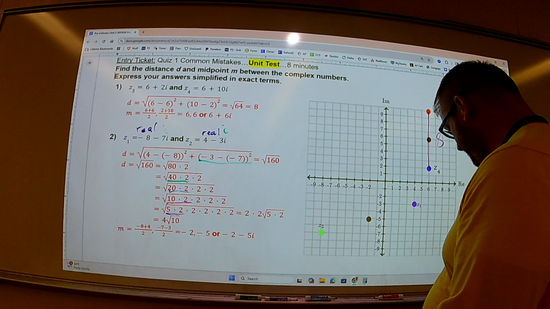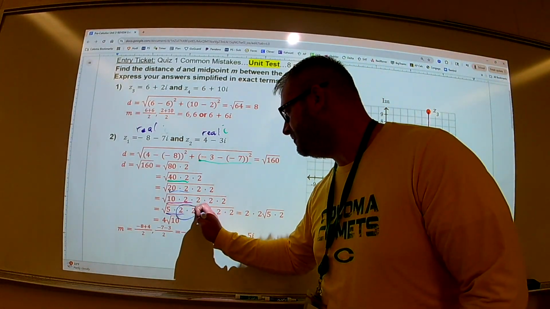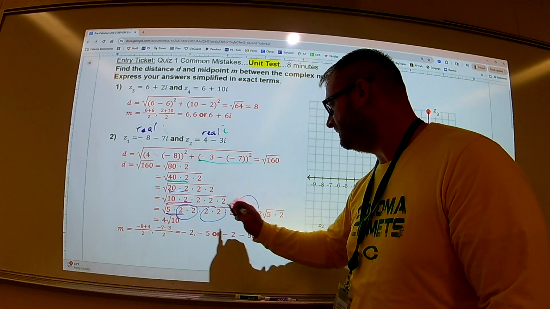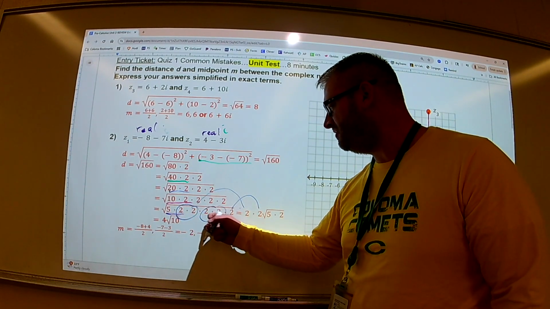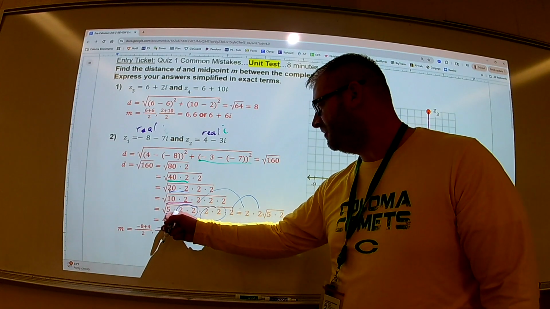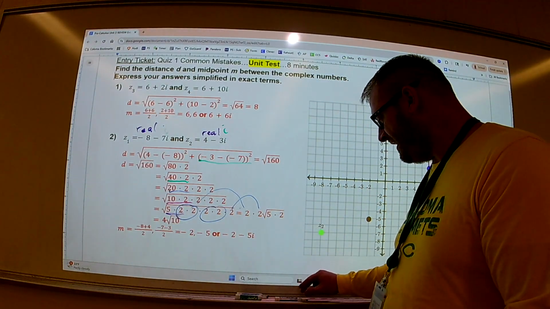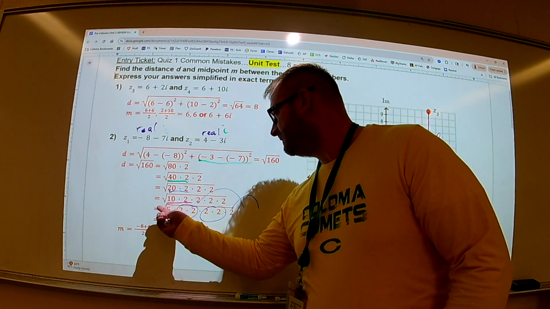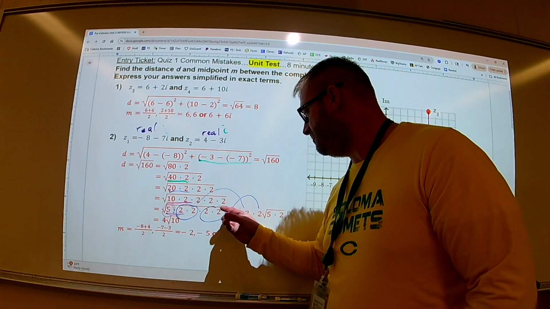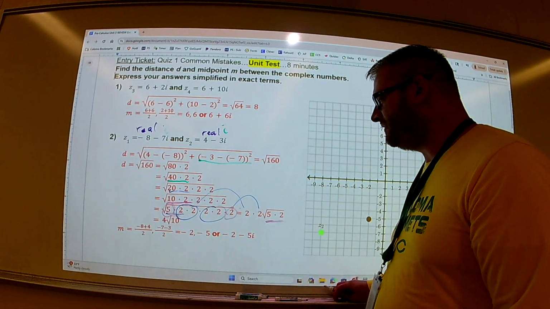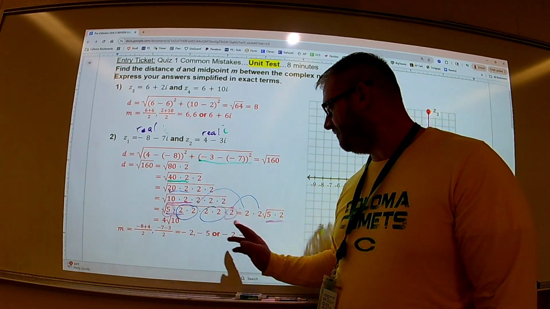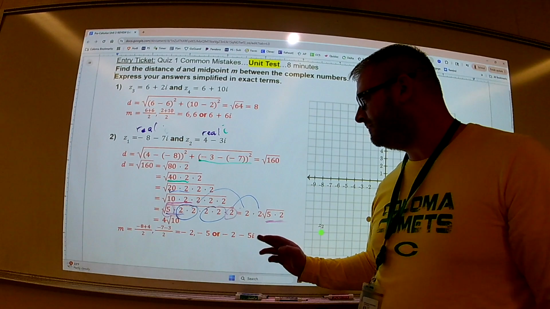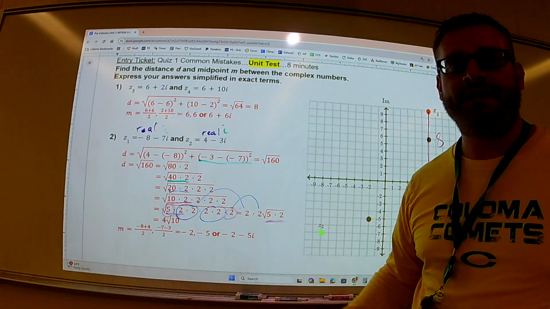We have pairs of 2's that we can factor out, because the square root of 2 times 2 would be 2. The square root of 2 times 2 would be 2. What's left over inside? A 5 and a 2. And that's why 5 times 2 is left inside. Our final answer for the distance would be 2 times 2 is 4, and 5 times 2 is 10, for 4 root 10.